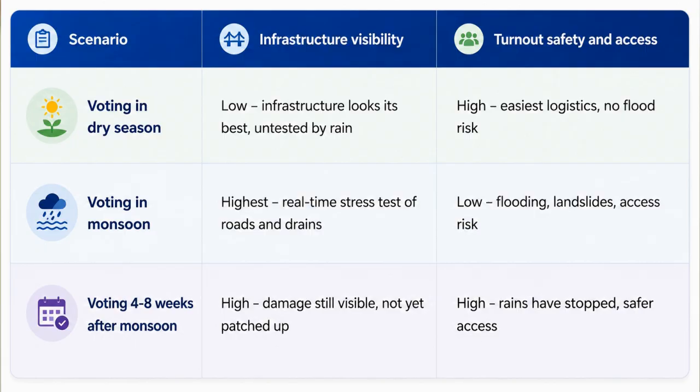Voting 4 to 8 weeks after monsoon ends keeps the safety and logistics benefits of dry season voting, while still catching infrastructure in its tested condition. Cracks, potholes, and drainage failures are still visible and not yet patched up for an election. This window also lines up the MCC's freeze on announcements and foundation stone laying with the exact period governments would otherwise use to rush monsoon repairs.